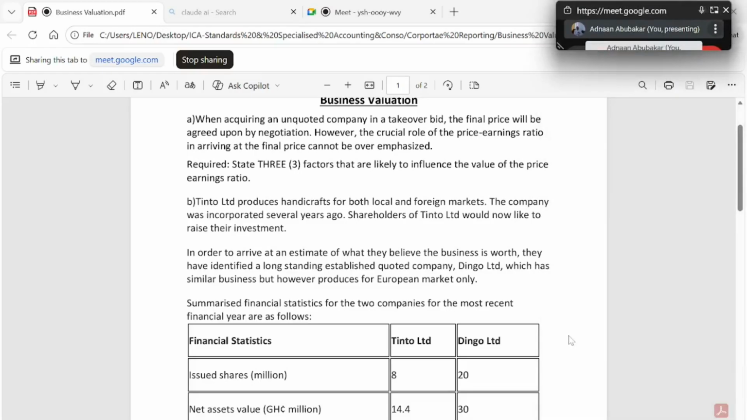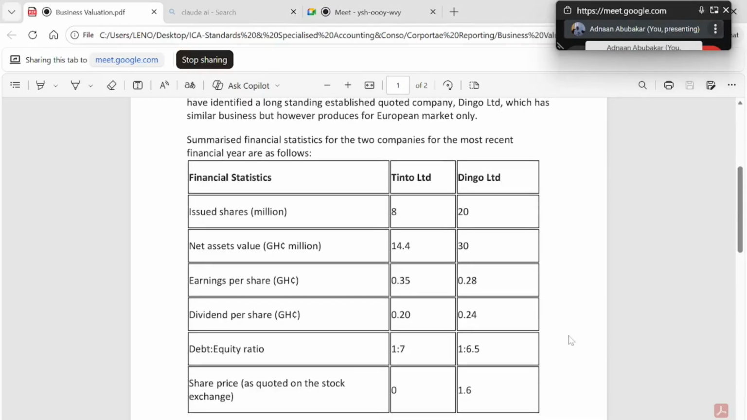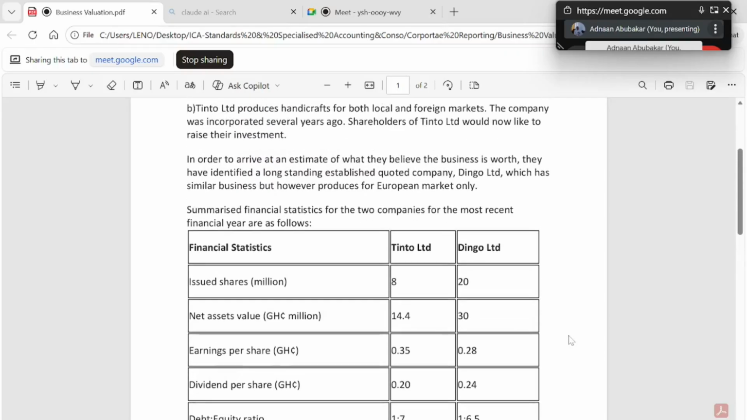So here, when you look at the B, let me take you there. The summary of financial statement. Have you seen the summary of financial statement? Can you see the board? Yes, sir. Okay, that's fine. So you have the issued shares. Tinto is the company that we are doing the valuation for, and Dingo is an industry company. Can you see that? Yes, sir.